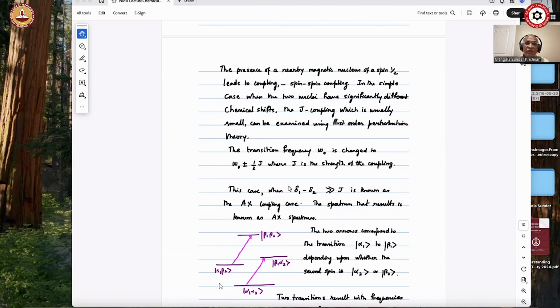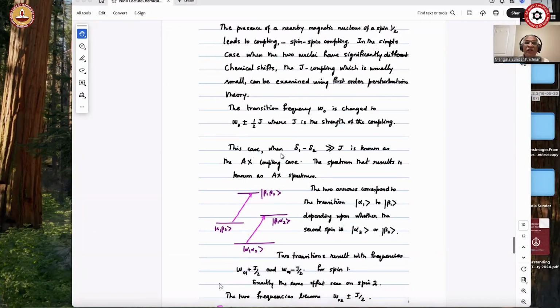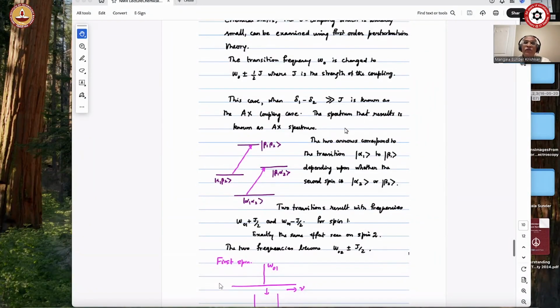And therefore, you can see that a line is split into a doublet by the presence of a second proton. The case where delta 1 minus delta 2, the chemical shift difference, is larger than the coupling constant, the spin coupling constant, is called the AX coupling case. The one with the larger delta is A, and the one with the smaller delta is X.